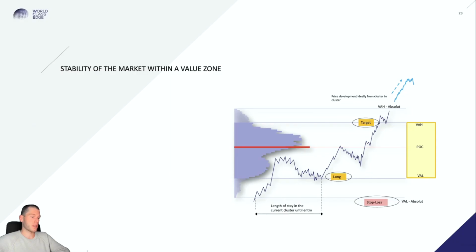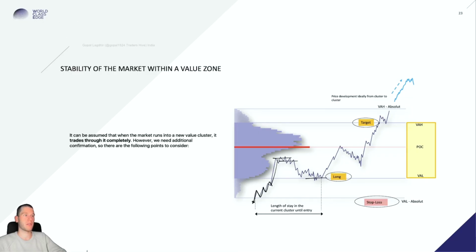So now we will discuss the stability of a market within a value zone. If we open outside of a value zone and we accept the previous profile, and at some point we are going to accept the previous value area range because we stay a long time in there, we will look for longs at the value area low through different setups.